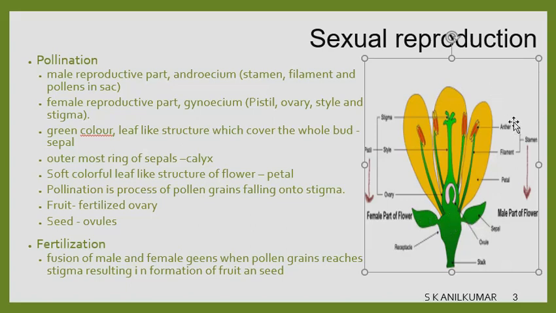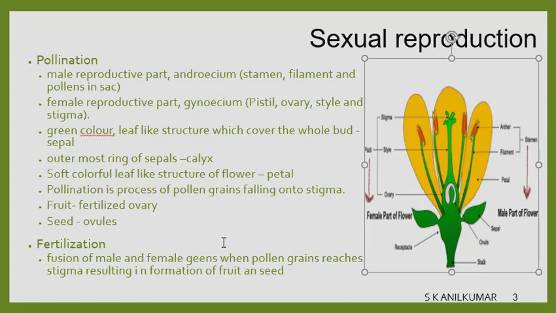Right? Pollination is a process by which the pollen grains from the anther, the pollen sac in the stamen, go and meet or land on the stigma in the pistil. Pollination is a process of pollen grains falling from the anther onto the stigma. When it fertilizes into a fruit, then the ovary becomes the fruit and the ovules become the seeds. This is the ovary and ovules.